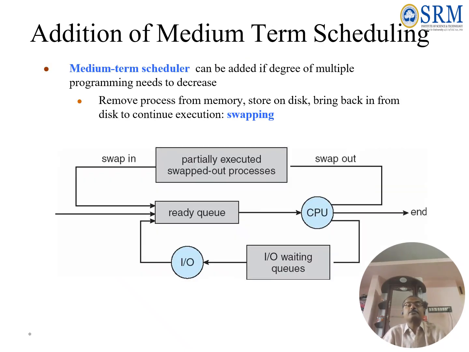Then the addition of medium-term scheduling. One more scheduler called the medium-term scheduler is also there. It can be added if the degree of multiprogramming needs to decrease. It removes a process from memory, stores it on disk, and brings it back in from disk to continue execution. The work of the medium-term scheduler is swapping, from main memory to secondary memory and back to main memory.